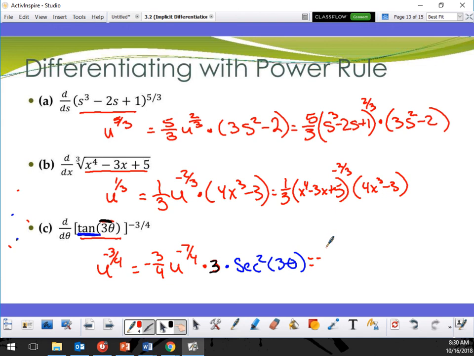So 3 times 3, negative 9 over 4. My u was tangent of 3 theta, and that is raised to what power? Negative 7 over 4, right? Times secant squared of 3 theta. Hopefully okay?